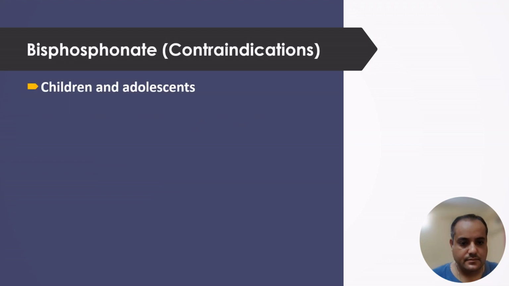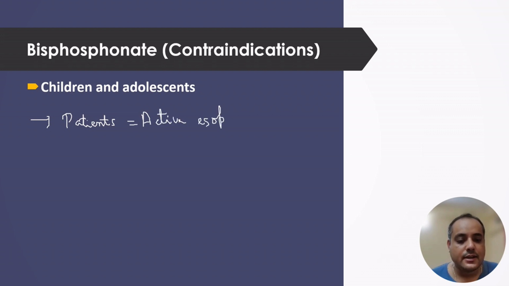Now the contraindications of bisphosphonates. Bisphosphonates are not given in children and adolescents because we don't know the long-term effect of bisphosphonates on the growing skeleton. That is something we don't know, right? Also, bisphosphonates are not given in patients who already have an esophageal disease, such as active esophagitis, right?